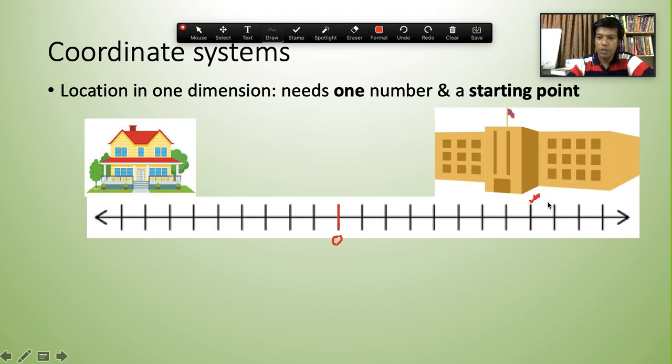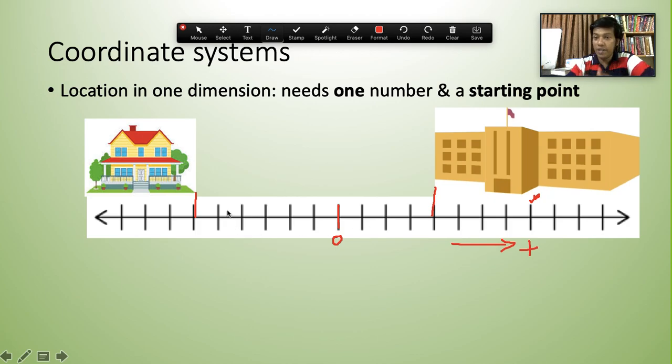Or 8 units, assuming this side is the positive direction and this side is the negative direction in a number line as we do. Also, if we want to say that from this house, this is a building, this is also a building, but let's say this is some residential and this is some corporate office or government office. How far are they? If we think from here to here, then we can just count the distance, like how many boxes are here. So we can find out how far they are from one another.